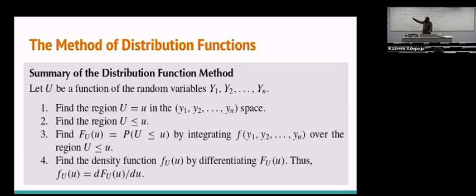Now, if you take a look at this, let U be the function of the random variables y1, y2 up to yn, just like the same way that we're trying to say y is a function of x here. We have to find the region. Then with the CDF, we're basically interested in the probability of a random variable less or equal, don't forget, less or equal to a realized value. And after figuring out the CDF, what are we going to do? Then we're basically going to differentiate the CDF. So differentiating the CDF will give us the PDF. Now I'm going to walk you through an example right now.